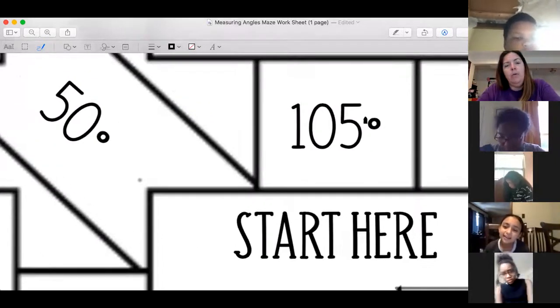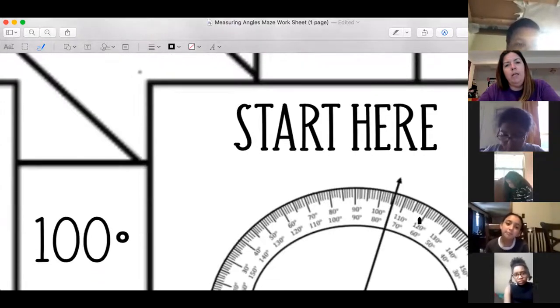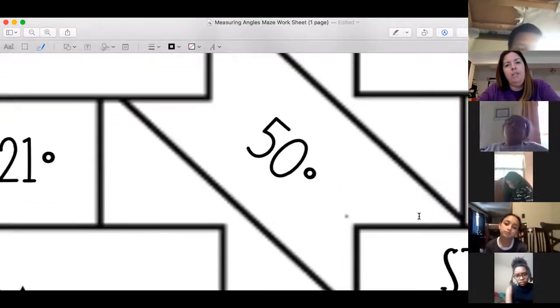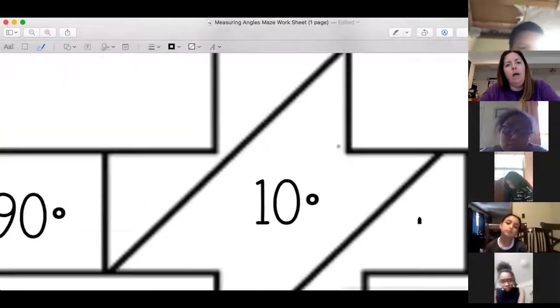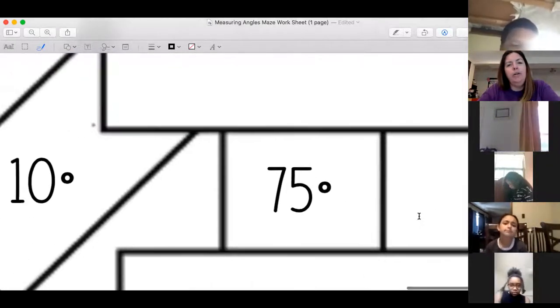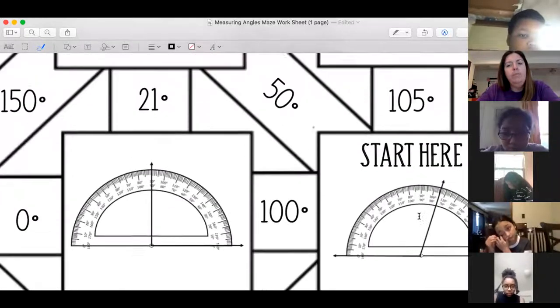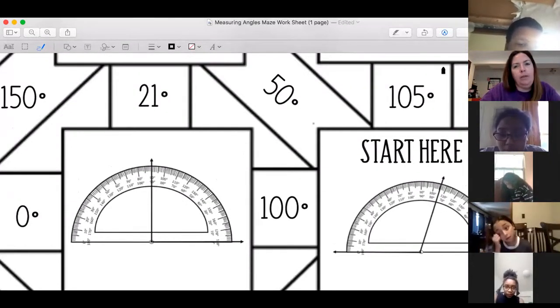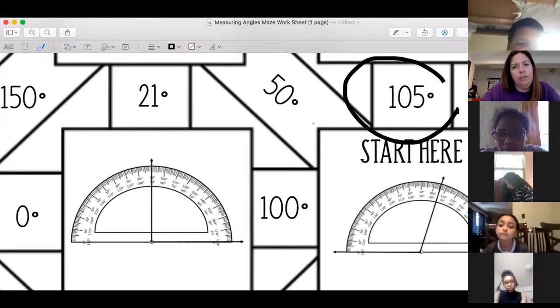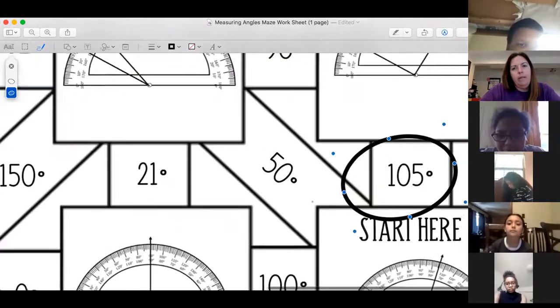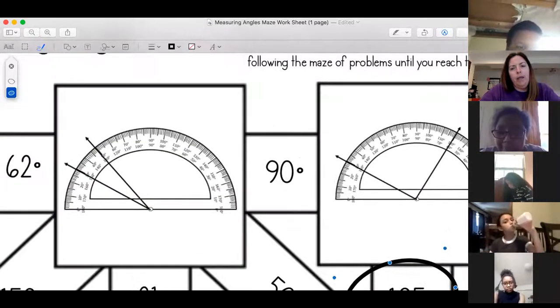Let's see. I can go, there's a 105 measurement I can choose, a 50-degree measurement, or a 100, a 10-degree, or a 75. Which one do you think I should choose? 105. I completely agree. We're going to circle this. Right? And that means we need to go this way.